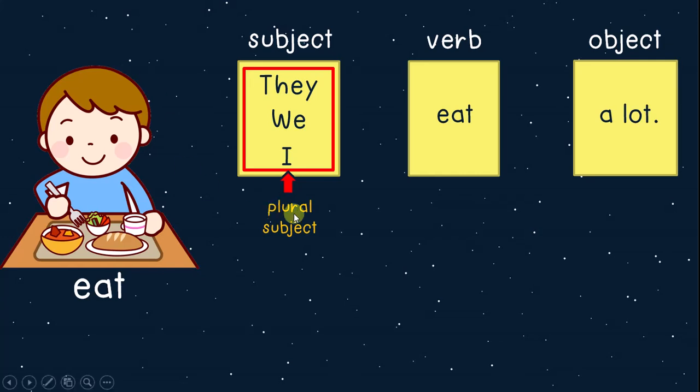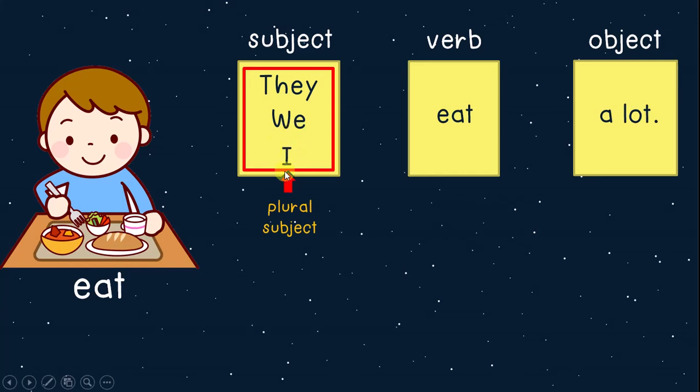Okay, why plural subject? Sebab they, it means mereka. We know that mereka is ramai. Okay, ramai kan? Mereka lebih daripada seorang. So, this is plural, they, and then we, kami. Okay, kami pun sama lah, ramai. So, this is called plural subject.